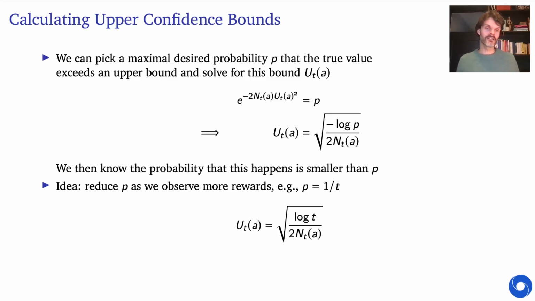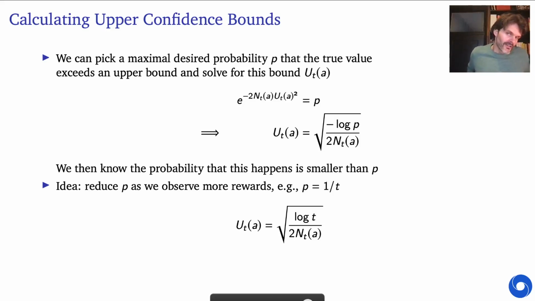So that's the whole idea behind the algorithm. We're going to reduce the probability that we're going to be more than this bound off. And specifically, we can pick it to be 1 over t. Just plug that into the bound there, and we get this bound that looks like this, which is the square root of the logarithm of t divided by twice the count for that action.